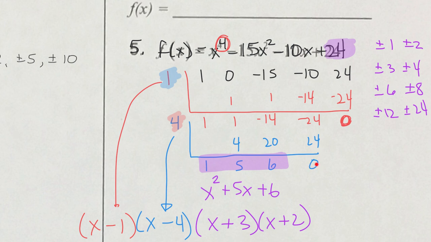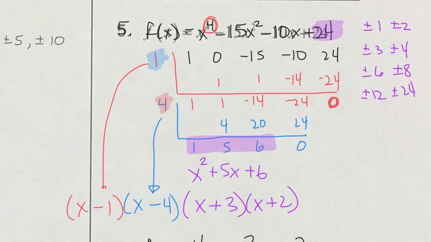Okay, get a remainder of 0, get our quadratic, factor our quadratic, and then our last piece for your assignment is to solve. So +1, +4, -3, and -2. Those would be all of the zeros of your polynomial, because they give you a remainder of 0 when we synthetically divide.